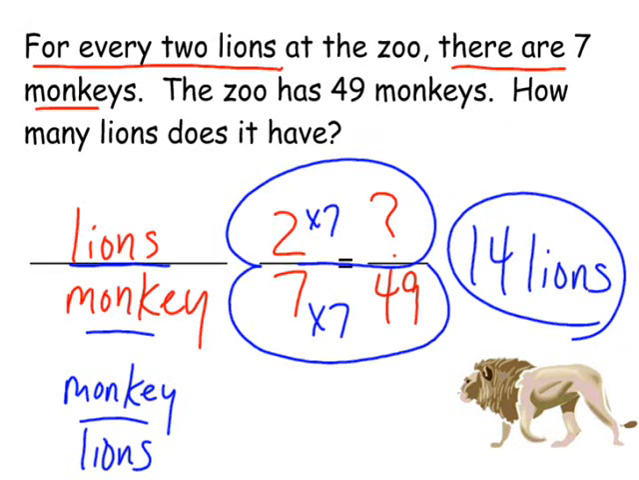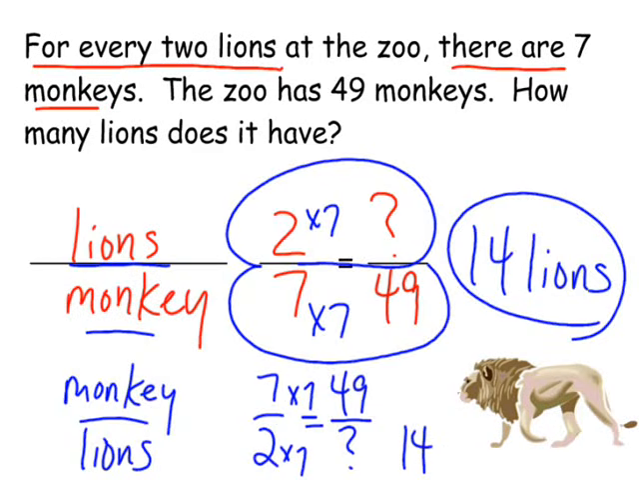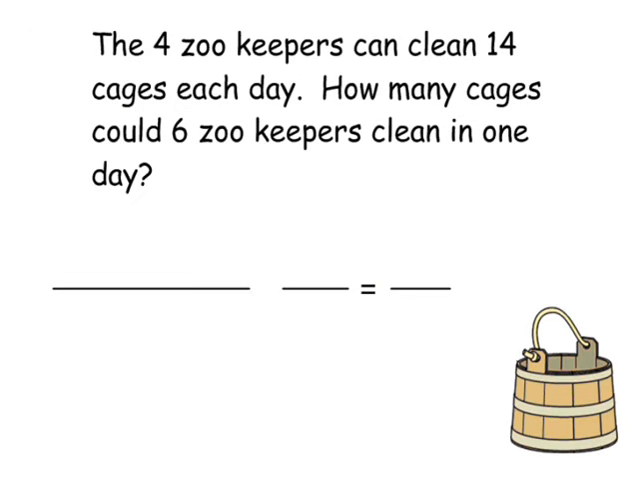Let's look at it. So the ratio of monkeys to lions is 7 to 2. And we knew that there were 49 monkeys. Again, remember, any numbers pertaining to monkeys have to go on the top. How many lions are at the zoo? And we're going to end up with the exact same answer of 14. So once you set this up, you've got to make sure that you put the numbers in the correct spots. Well, let's do another one.